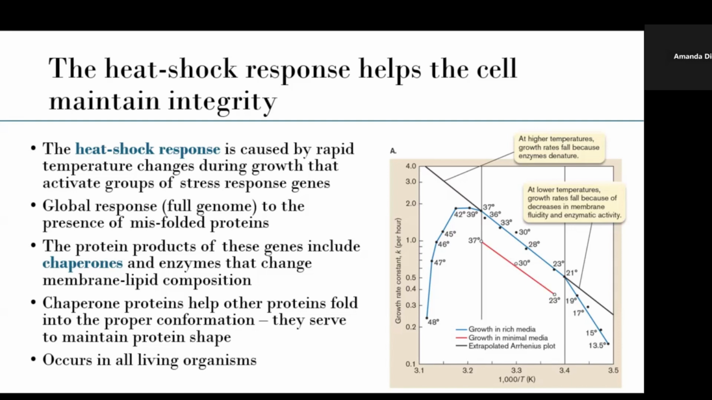They also create enzymes that change up our lipid composition, like what we talked about way at the beginning. We can alter all of our membrane lipids to stiffen or loosen up our membrane and make it more fluid based on what we need.